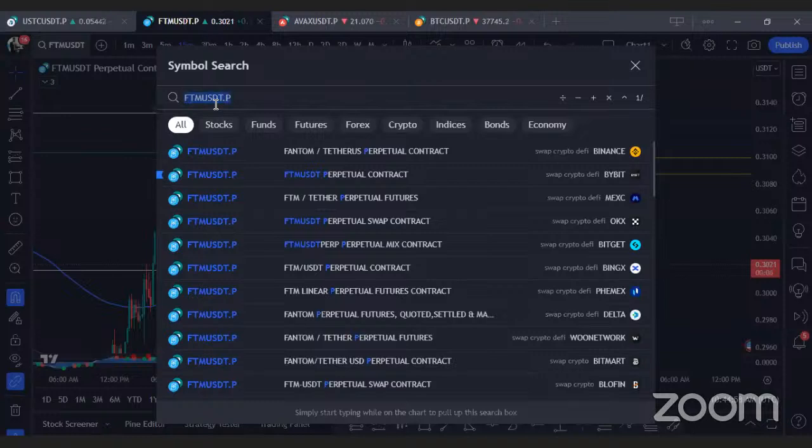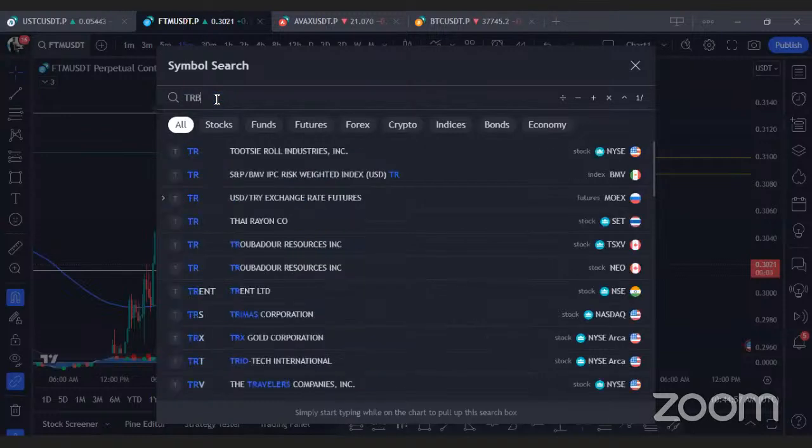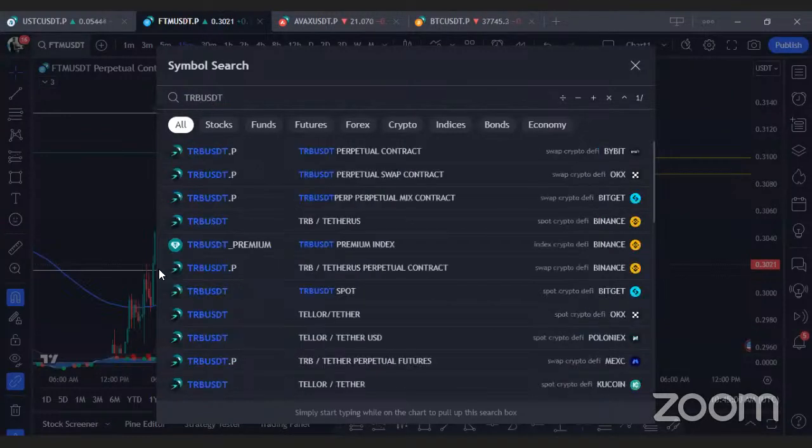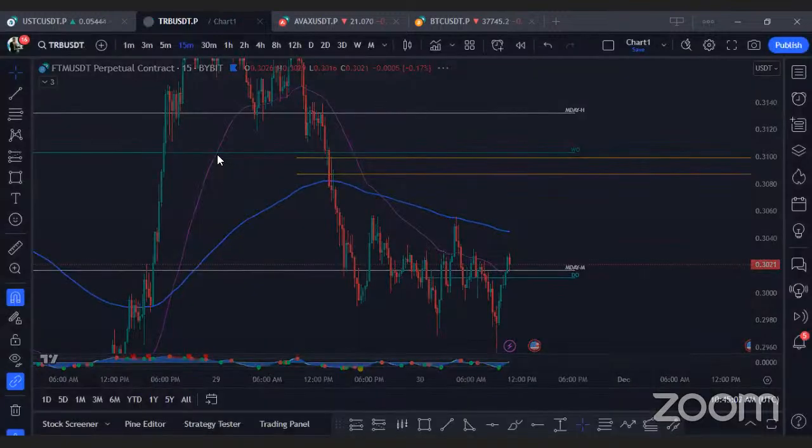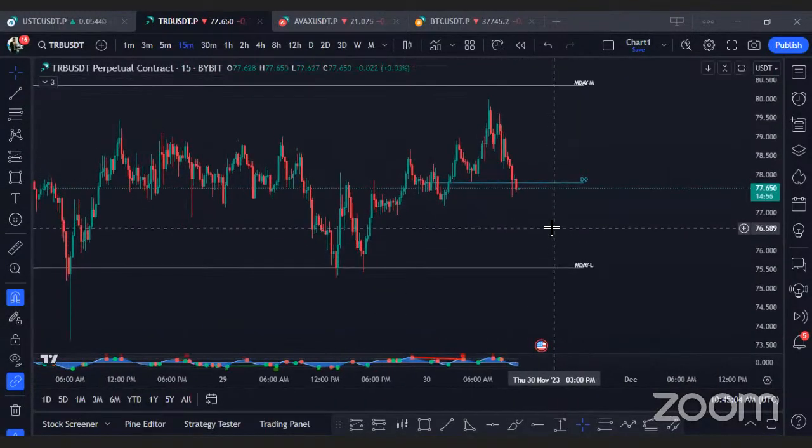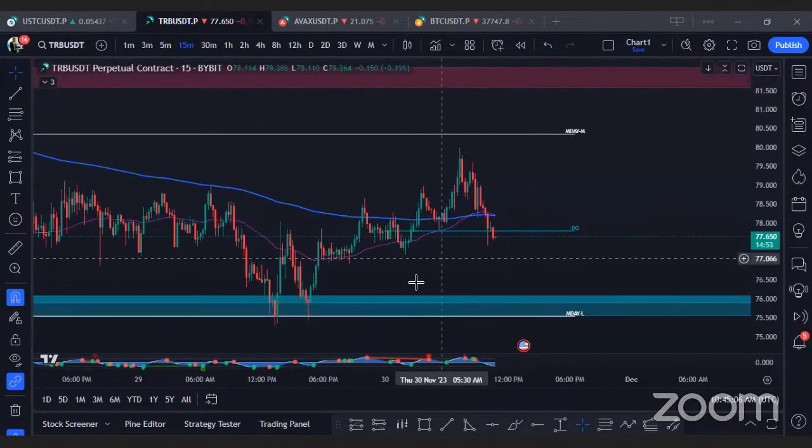I wanted to look at TRB. Let me open TRB on a new tab, because the way the trade is going right now is not what I expected. I need that to reject, though we have a support at that $76 level.